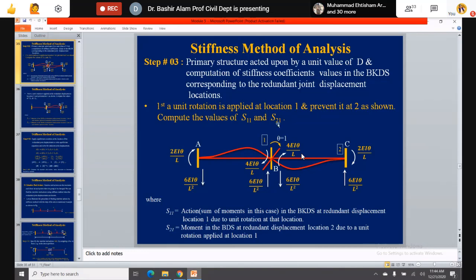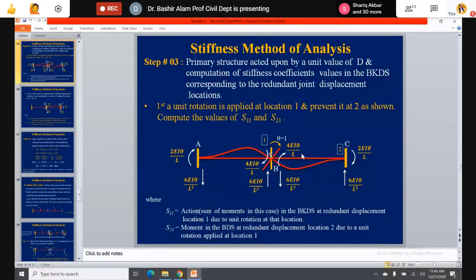Compute the values of S11 and S21. Now S11, again the subscripts have the same meaning. First is the point of interest and second is where the displacement is applied. At one location the displacement is applied. Here at one location you see theta is equal to 1. So the second subscript is 1 and the first subscript you can see 1 and 2.